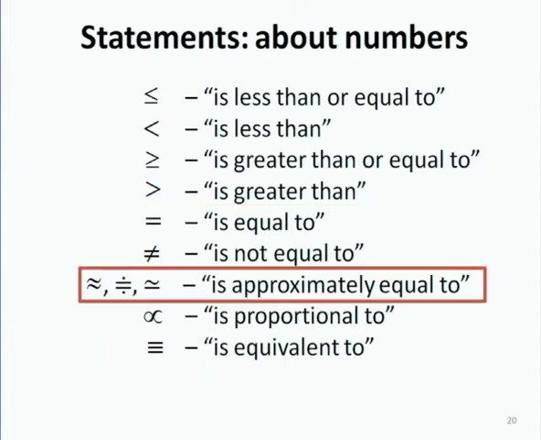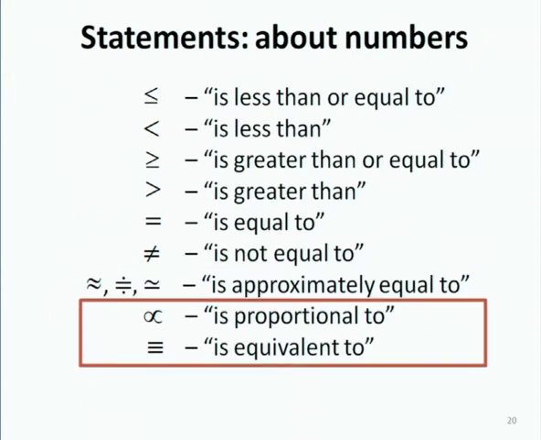These are three alternative ways of writing is approximately equal to, depending on where you're from. It might be a squiggly equals, it might be an equals with a dot on the top and the bottom, or it might be an equals with only one squiggly line. Depending on what your lecturer does, they all mean approximately equal to.